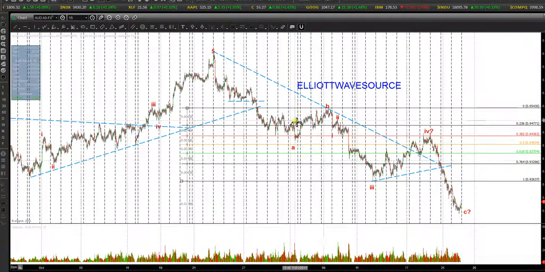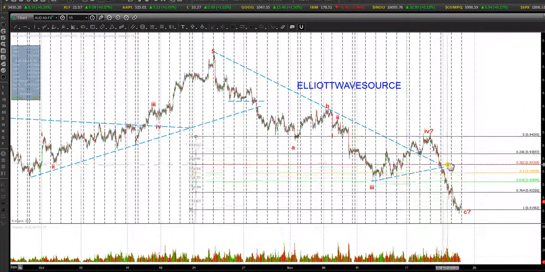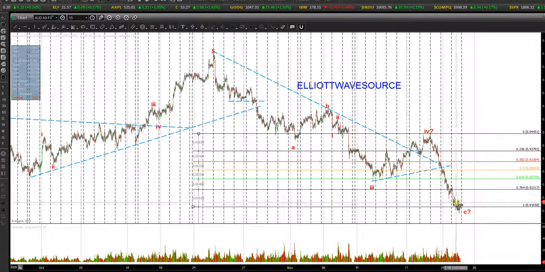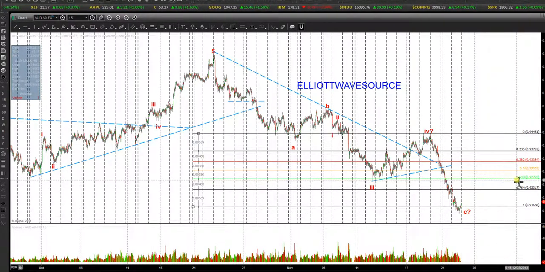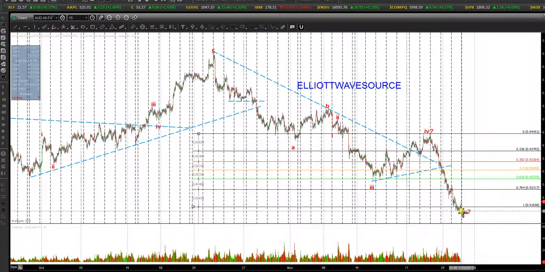161.8% extension of this wave A, and if that's the case, then the subwaves for that wave C will be wave 1 would be here, followed by a 61.8% correction for wave 2. Wave 3 could be a 100% move, and then would give us that 38.2% correction, or we could see it push a bit lower as prices did break below that 100% mark.